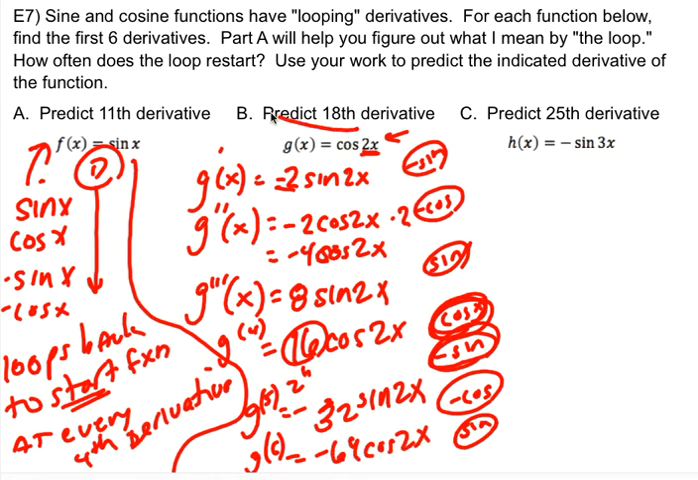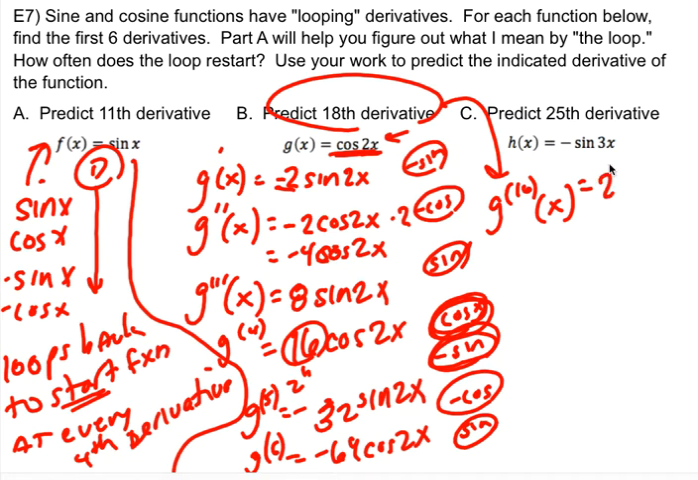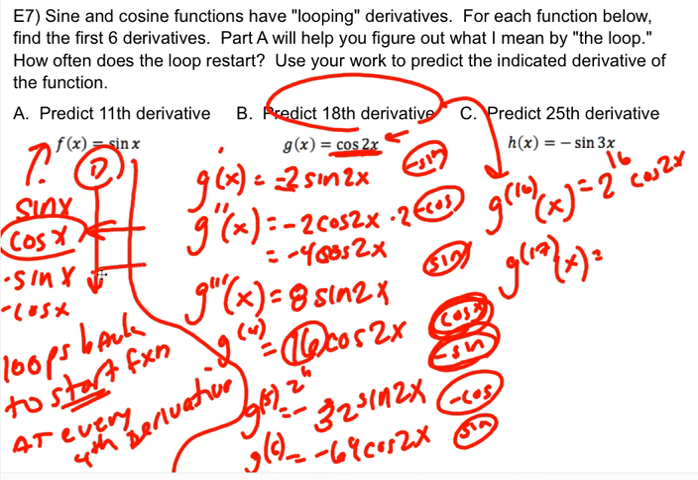Now, I was asked to predict the 18th derivative. The easiest way to predict the 18th derivative is to recognize that the 16th derivative is going to loop back to cosine of 2x because it's a multiple of 4. So I'm going to have a 2 to the 16th, which I'm totally leaving as a 2 to the 16th because I'm not going to write that number out, cosine of 2x, which means the 17th derivative is going to, so I'm looping, right? So I looped back to the start, which was here. So if this is the 16th derivative, the 17th derivative, 18th derivative should be a negative cosine.